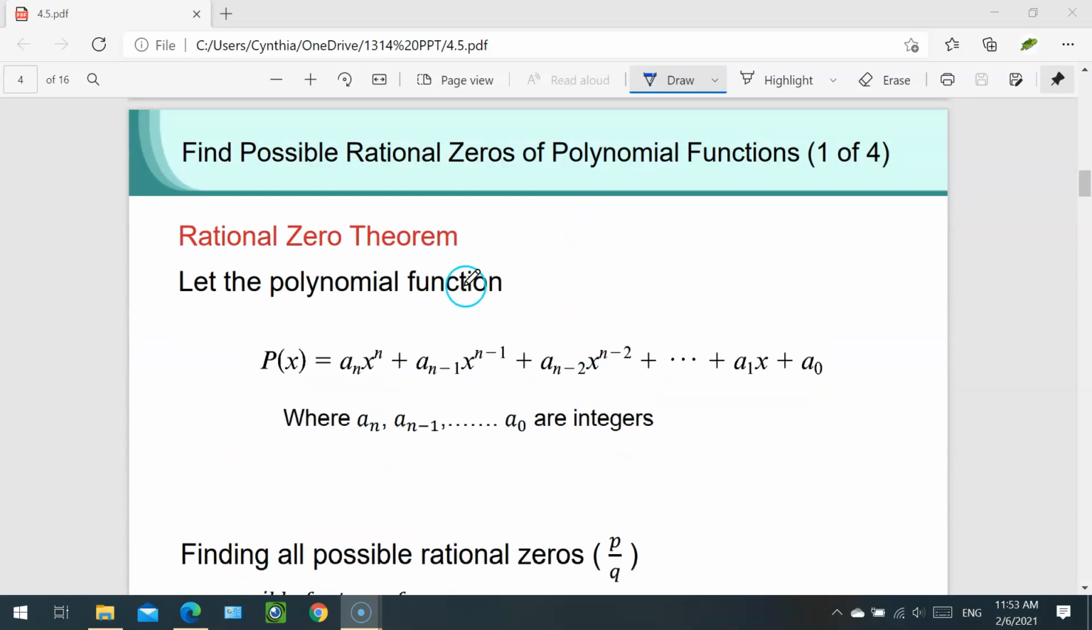Rational zero theorem. The polynomial p of x, we have this long notation. Keep in mind, with a polynomial function, in order to use this theorem, we need each of the coefficient numbers to be integers. That's an easier way for you to find all possible rational zeros.